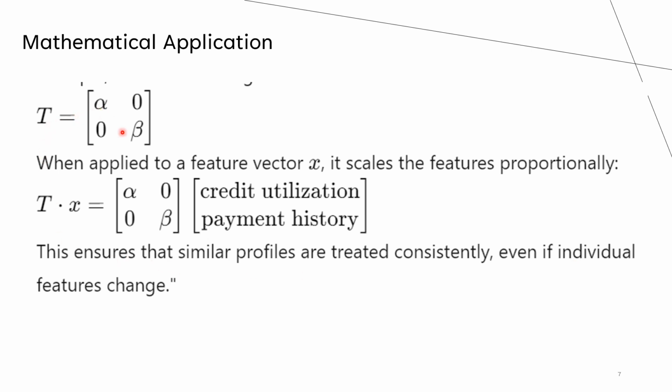We have alpha and beta as our scales. When applied to a feature vector X, it scales the features proportionally. And our features here, in this case, are credit utilization and payment history. This ensures that similar profiles are treated consistently, even if individual features change.